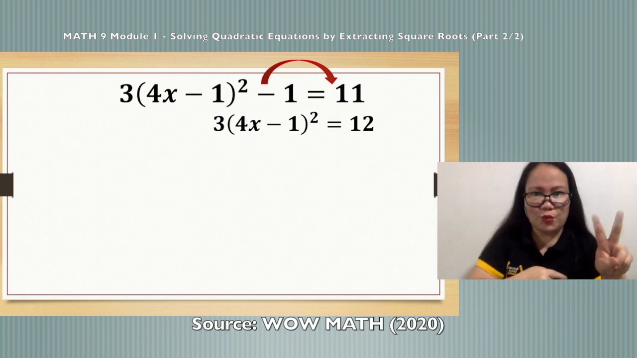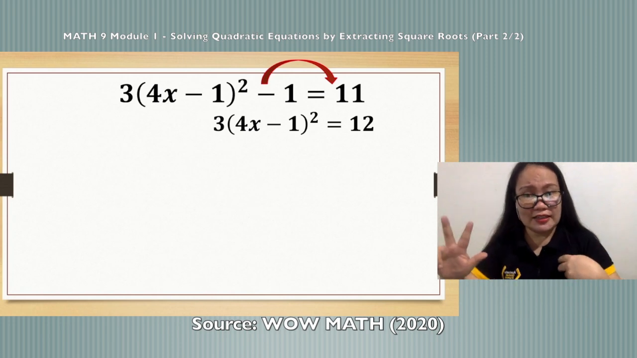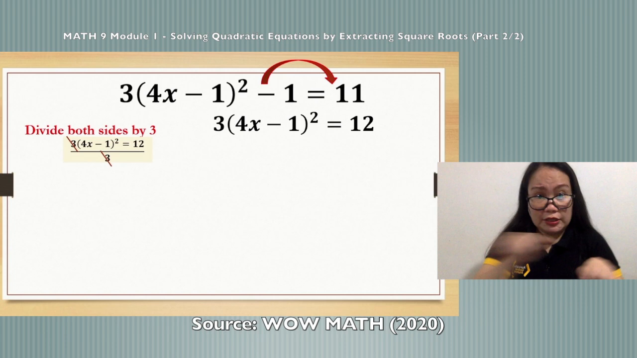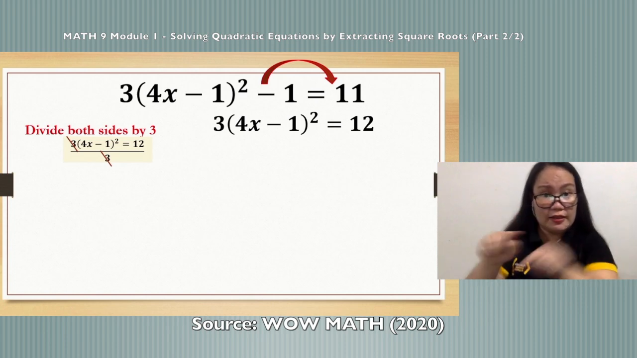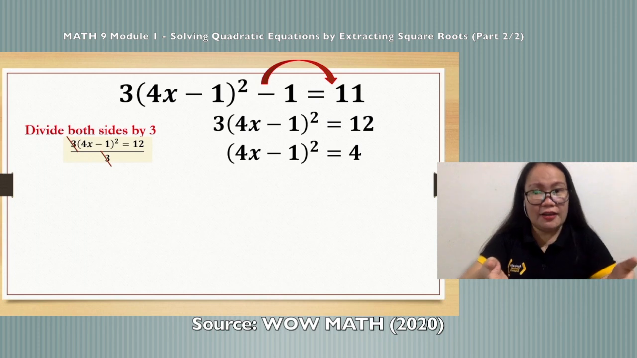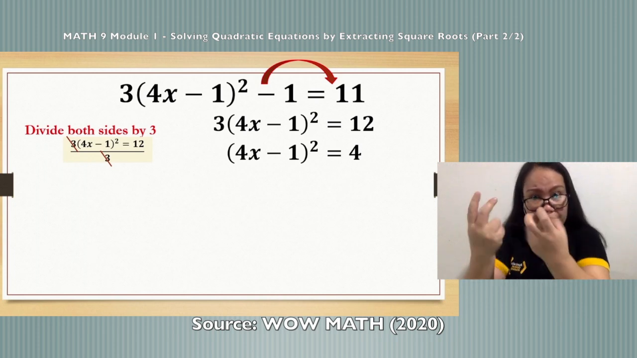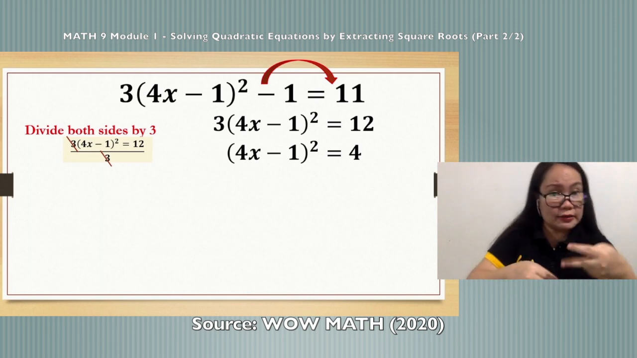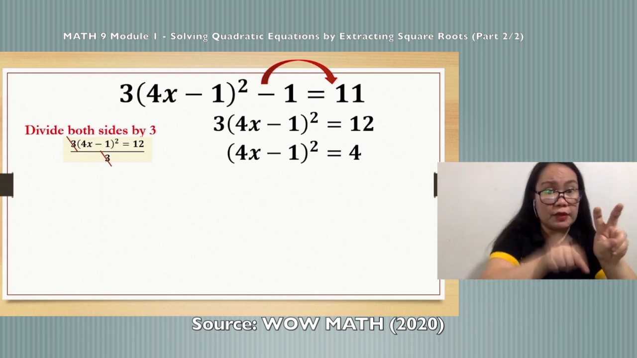Since meron tayong 3, para matanggal natin si 3, divide both sides by 3. So, makakancel na natin ngayon si 3. What's left is 4x minus 1 squared is equal to 4. Bakit naging 4? Kasi dinivide nga natin siya sa 3. So, 12 divided by 3 is equal to 4.